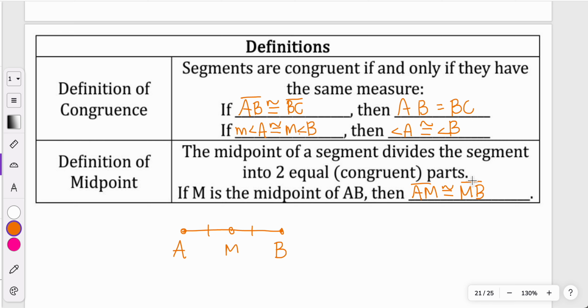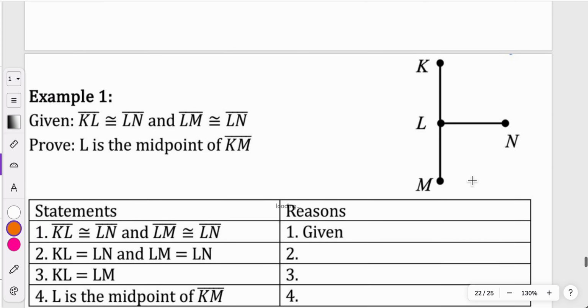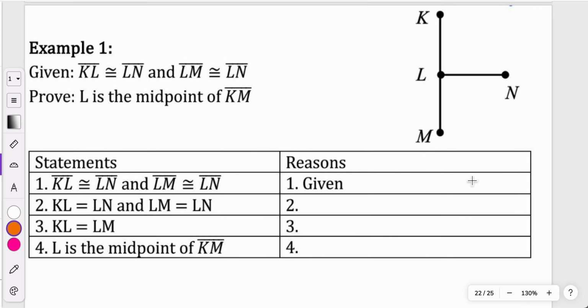And what we're going to do next is we're going to try some proofs. So example 1 says this. I'm given this picture over here, and it says segment KL is congruent to LN. So as I read these givens, I'm going to start to give them some symbols so I can make sure I'm tracking with that. So KL is congruent to LN, and then it says LM is congruent to LN. So that means that one is congruent as well. I want to be able to prove that L is the midpoint of KM.